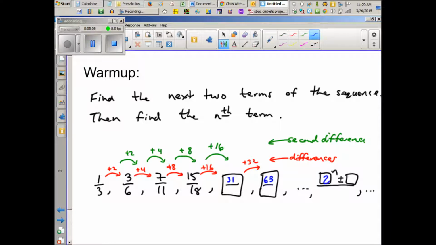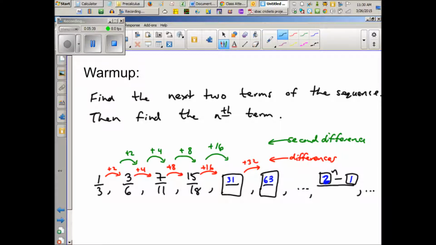2 to the n would give you 2, 4, 8. But look at the black numbers we started with. They were 1, 3, 7, 15. So 2 to the n gives you 2, 4, 8, 16. Here I have 1, 3, 7, 15. So what's the difference between 2 to the n and what I actually have? Yeah, there's a minus 1 here that needs to go here. That will just make sure it starts at 1 and goes 3, 7, 15 instead of 4, 8, 16. Okay, so this is a minus 1 right here.